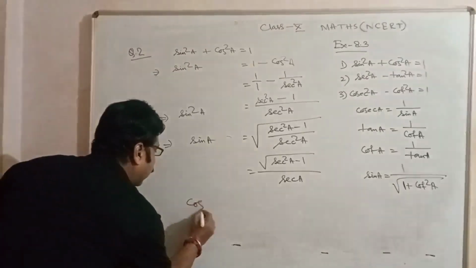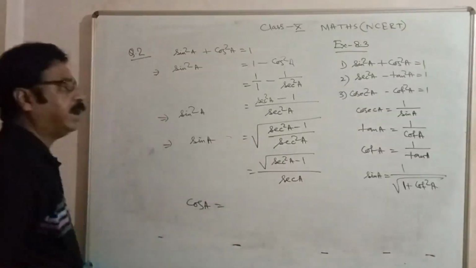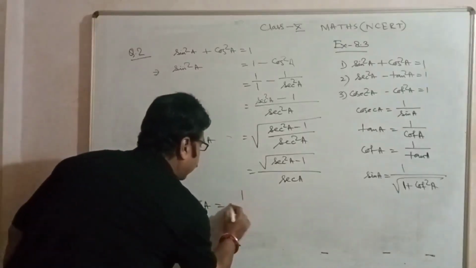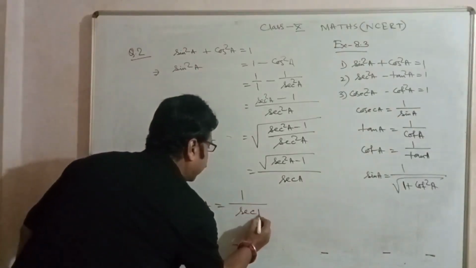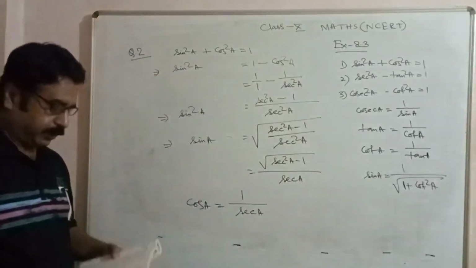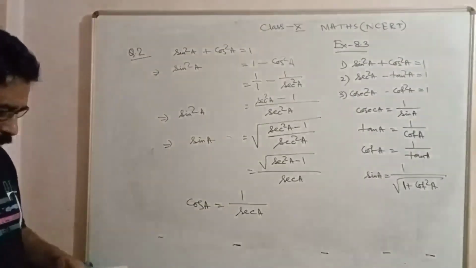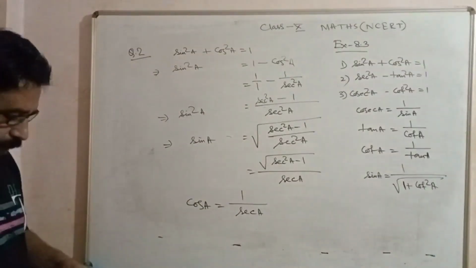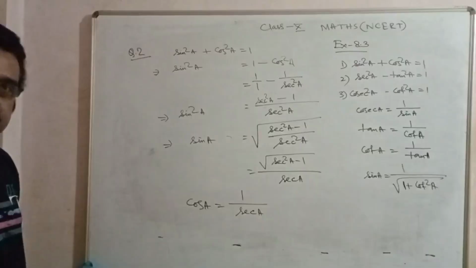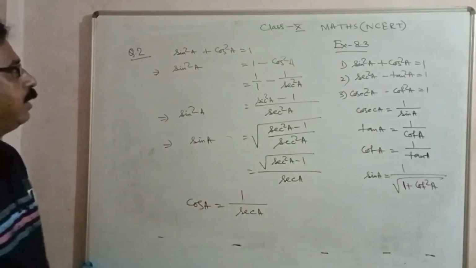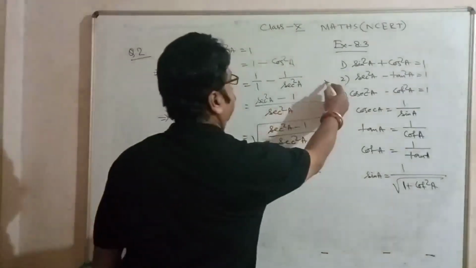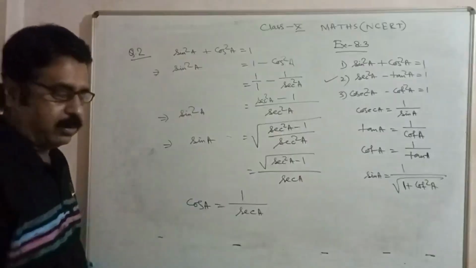Now cos A in terms of sec A. We can directly write cos A is 1 upon sec A. Now tan A, we have to convert tan A in terms of sec A. We can choose this option. This identity we can take.